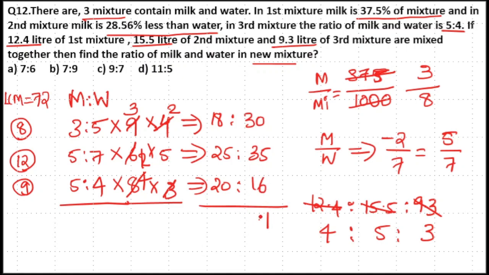So add these together, that is 6 plus 5, 11. 4 plus 3, 7. 7 plus 1, 8. 81. This is 5 plus 8, 13. 2 plus 2 plus 2, 6. So 63 is to 81. When you simplify with 9, 9 into 7 is equal to 63. 9 into 9 is equal to 81. So 7 is to 9 is your new ratio in the new mixture. That is option B is your answer.